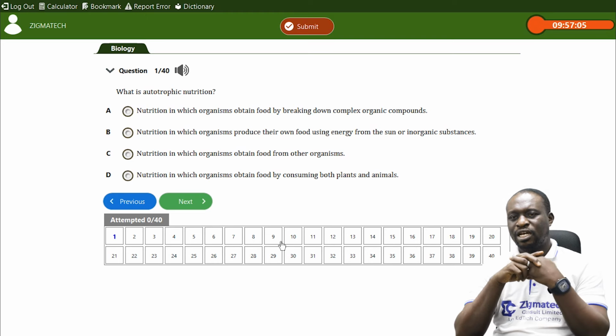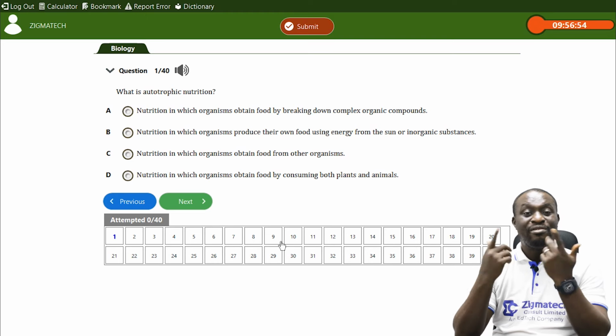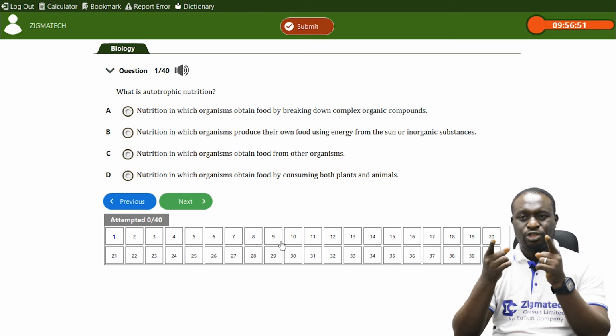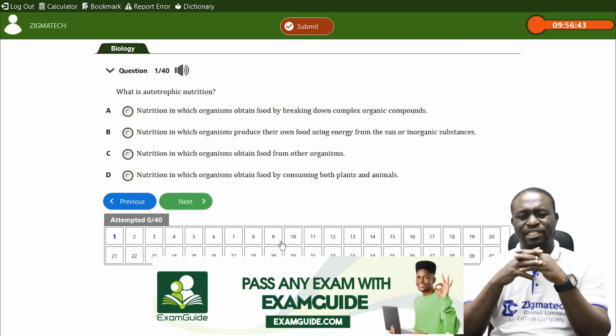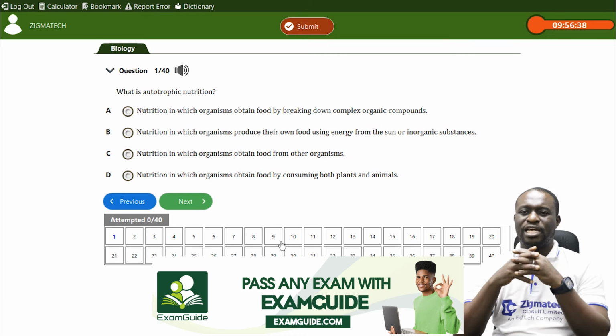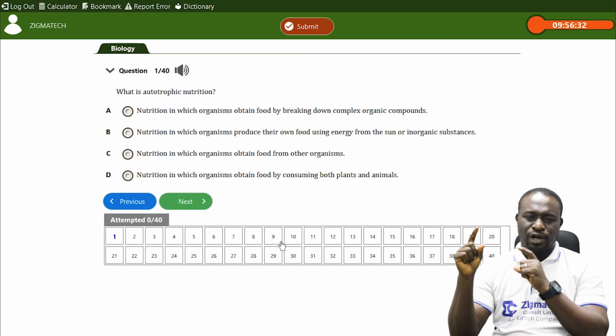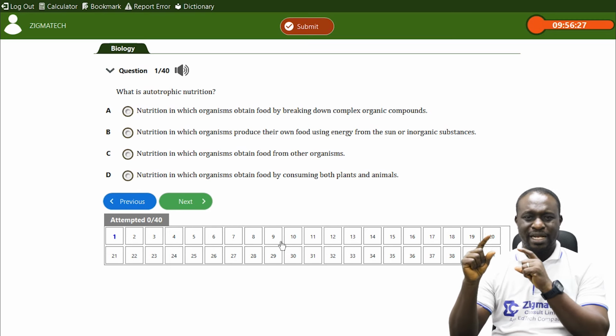Option A says nutrition in which organisms obtain food by breaking down complex organic compounds. Organic compounds are simply living organisms. So option A is saying that these are organisms that obtain nutrients from other organisms, and that sounds like heterotrophic nutrition. So that is not the correct option. Option B says nutrition in which organisms produce their own food using energy from the sun or inorganic substances. That is the correct answer, but let's still proceed.